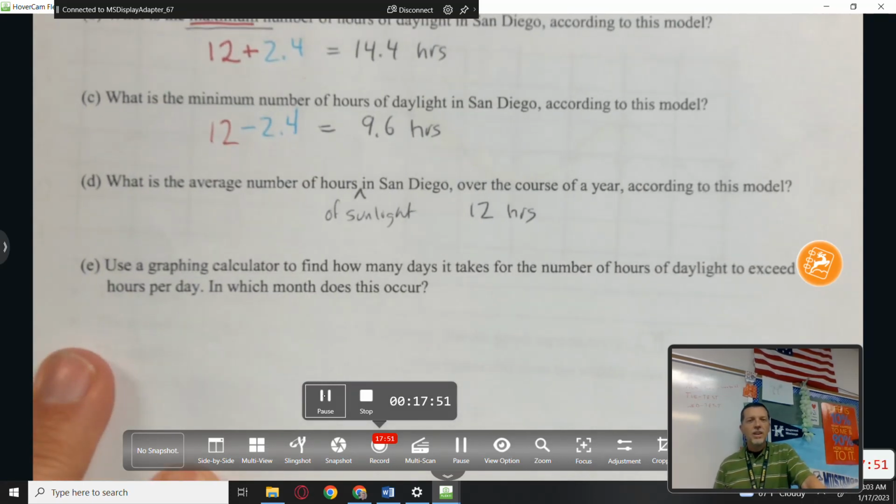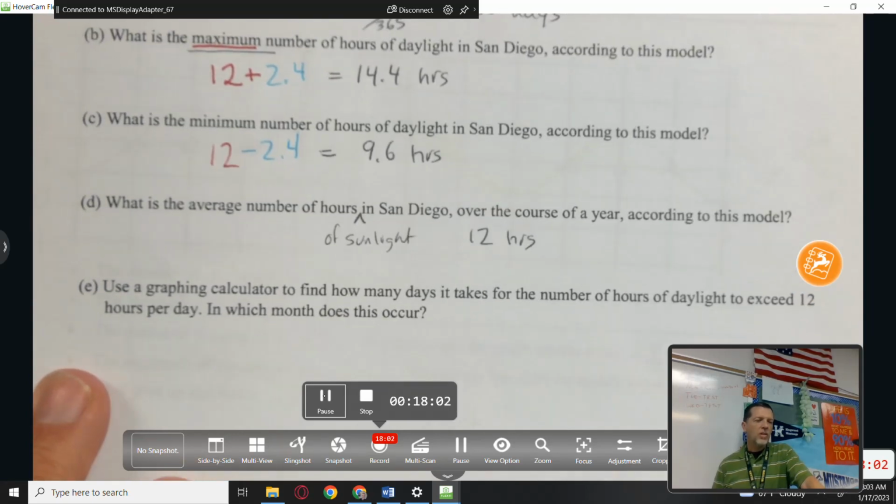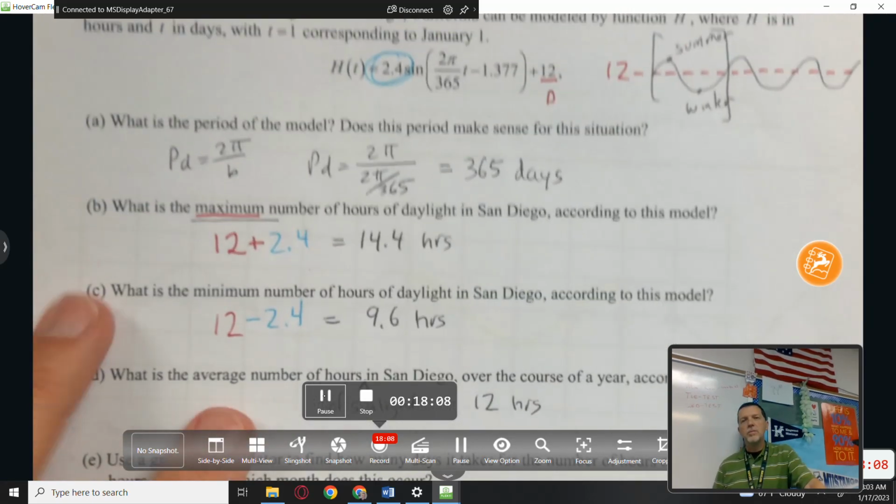Use a graphing calculator, we may not do that, to find how many days it takes for the number of hours of daylight to exceed 12 hours per day. In which month does this occur? Okay, so you'd have to graph that and look at it, and we're not going to mess with that. So you want to keep it without a calculator.